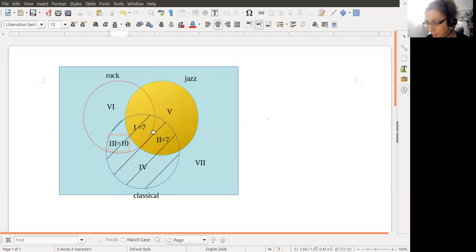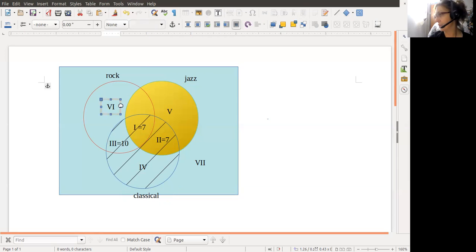And then to find your answers to the number of people who only like rock, well, that would be the number that goes here in region 6. And so as I go back through, I fill in my whole chart completely before I start trying to answer the questions.